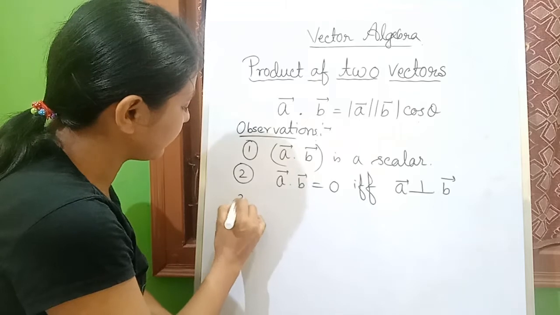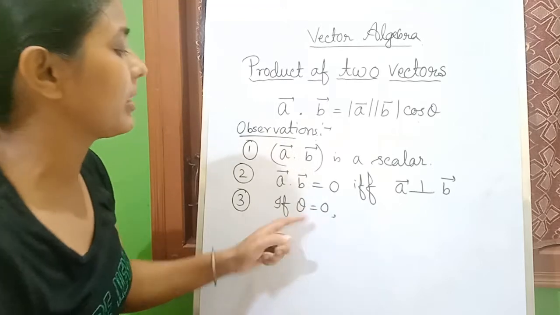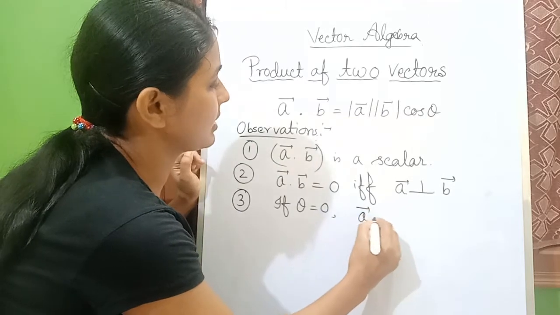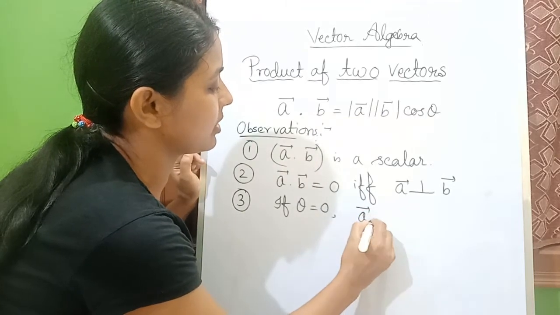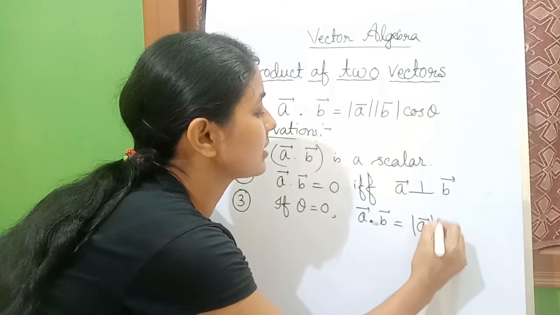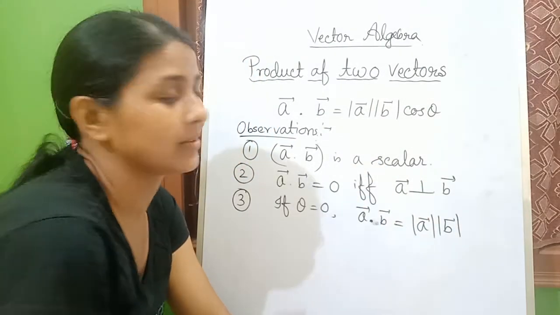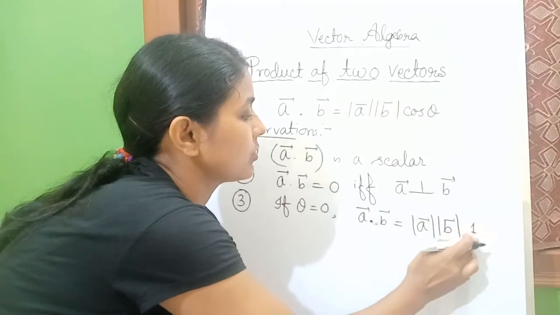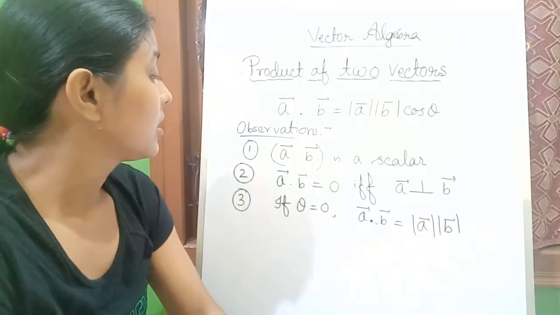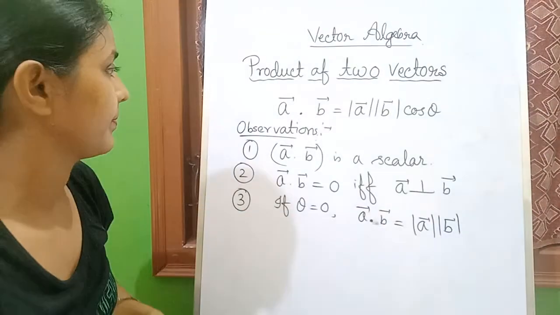Okay, then number 3, suppose theta equals 0. What will happen? Theta 0 means we will be getting a vector dot b vector equals mod a vector mod b vector cos 0. Cos 0 is equal to 1, so this 1 need not be written. So we have got theta equals 0, that means a dot b is equal to mod a mod b.